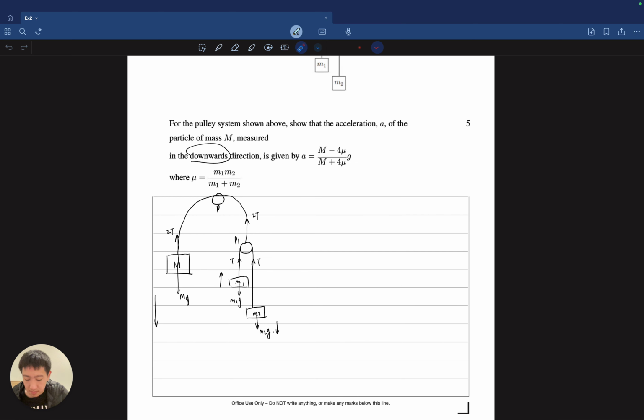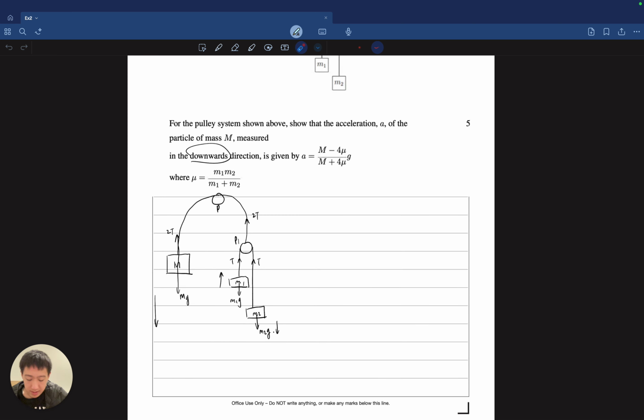Now, the most difficult part about this question, if you gave it some thought, is the fact that this one is moving relative to P1, but P1 is also moving. So the acceleration needs to add up these two accelerations.